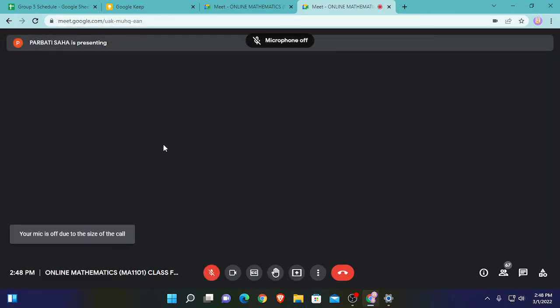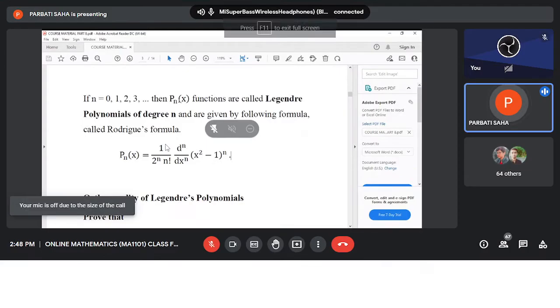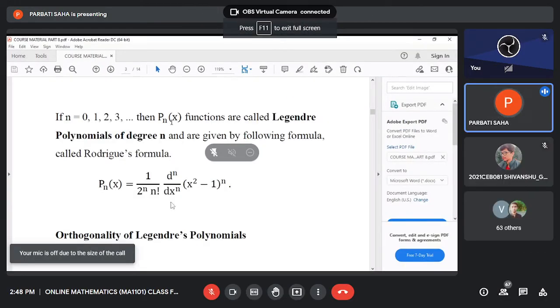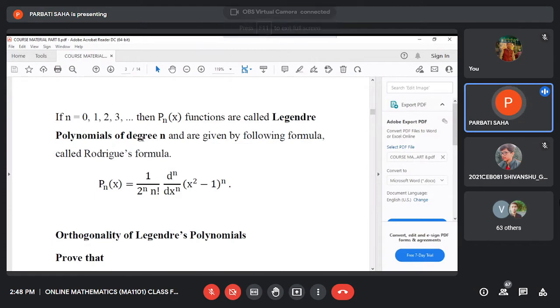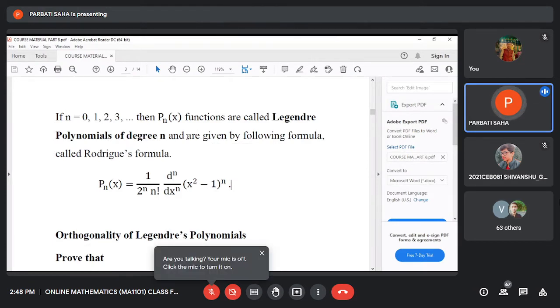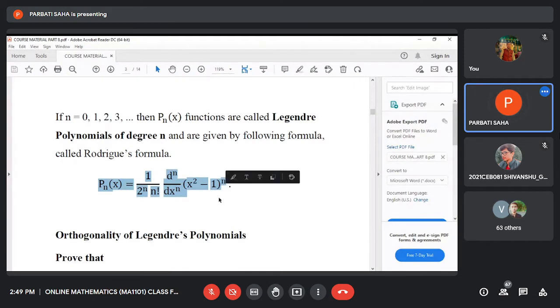If n is 0 or a positive integer, then the Pn(x) functions are called Legendre's polynomials of degree n, and Pn(x) will be given by this formula, which is called Rodrigues formula. Pn(x) may be written in this form and then it is called Rodrigues formula. It is actually easy to remember the expression for Pn(x) this way.